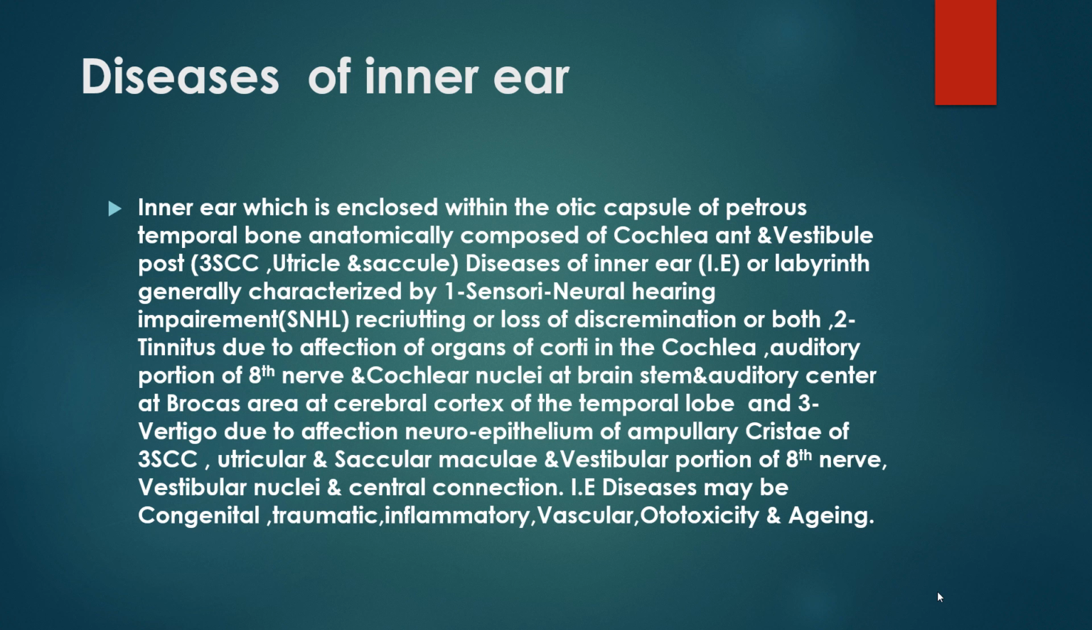Good morning. Today we will continue with the diseases of the inner ear. Anatomically, the inner ear is enclosed within the otic capsule of the petrous temporal bone, and it is composed of the cochlea, as we saw in the lecture on anatomy, anteriorly, and the vestibule posteriorly. The vestibule is made of the three semicircular canals, utricle and saccule. Diseases of the inner ear or labyrinth are generally characterized by sensory neural hearing impairment.